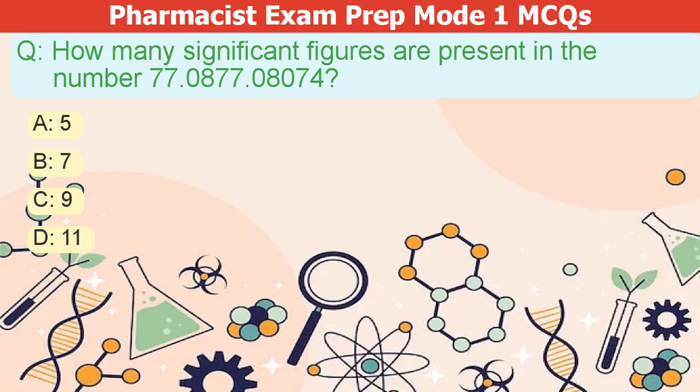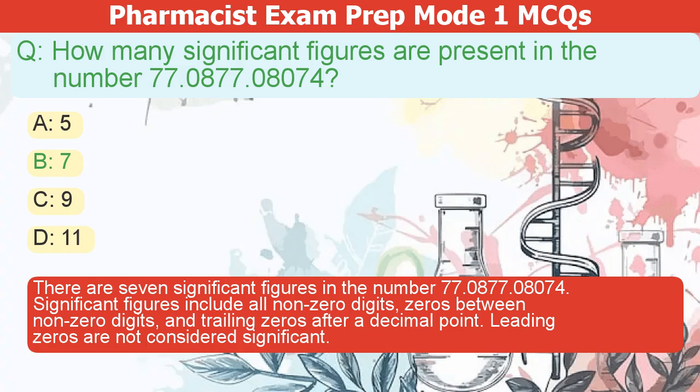How many significant figures are present in the number 77.0877.08074? A. 5, B. 7, C. 9, D. 11. The correct answer is B. There are 7 significant figures in the number 77.0877.08074. Significant figures include all non-zero digits, zeros between non-zero digits, and trailing zeros after a decimal point. Leading zeros are not considered significant.